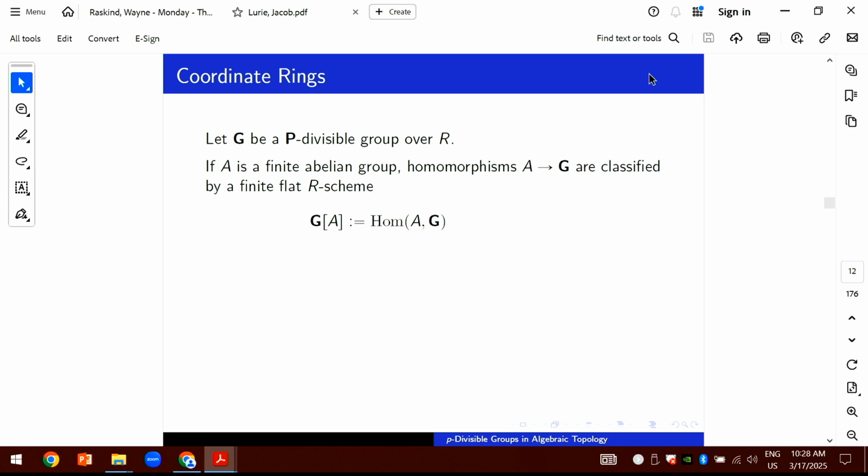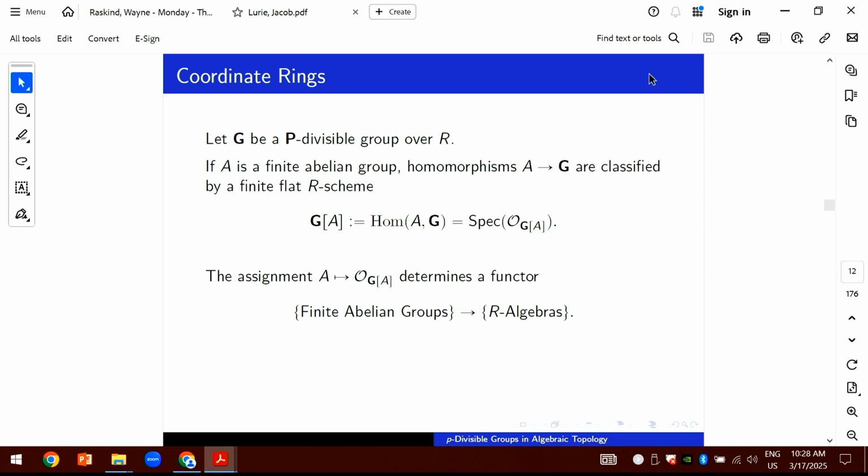So for every finite abelian group A, you can look at homomorphisms from A into G. And the definition tells you that those are going to be classified by a finite flat scheme over R, which I'll denote by G[A]. And because that's finite flat over R, it's necessarily affine. It's the spectrum of a ring, the coordinate ring of the scheme G[A]. So I'll write it as O_{G[A]}.